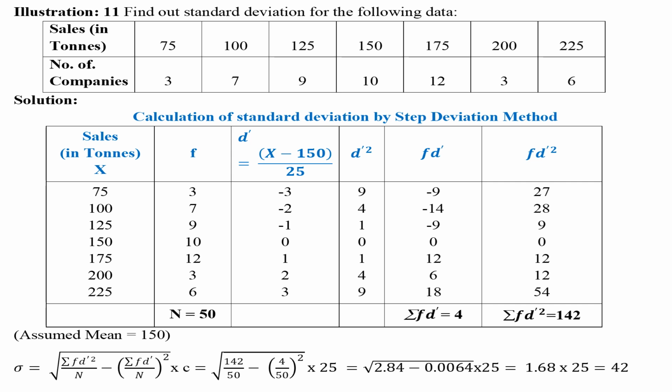In the fourth column, d' square is calculated. In the fifth column, f into d' is calculated. In the last column, f into d' square is calculated. Then the sum values should be applied in the formula and standard deviation is calculated.